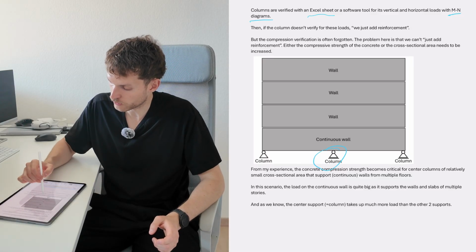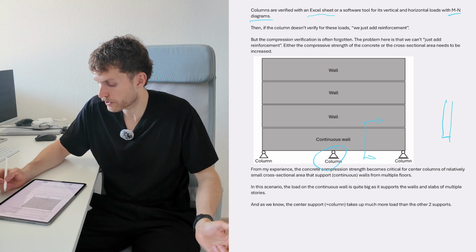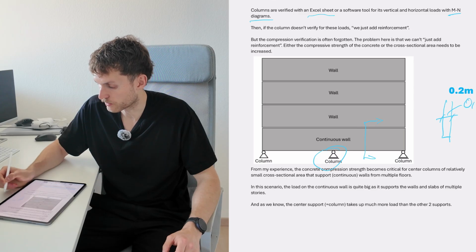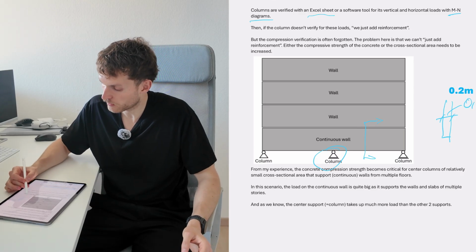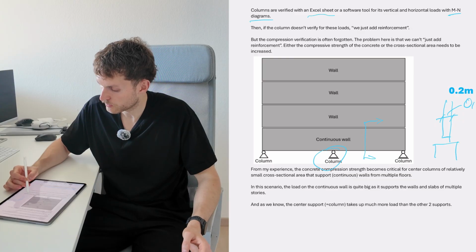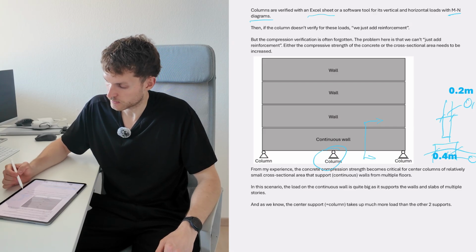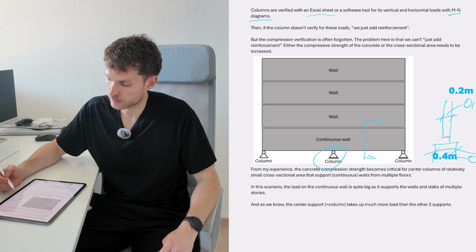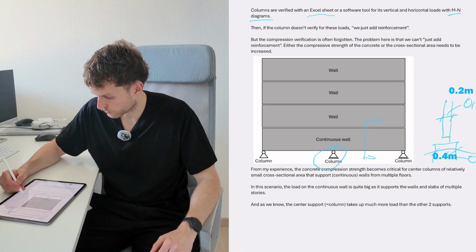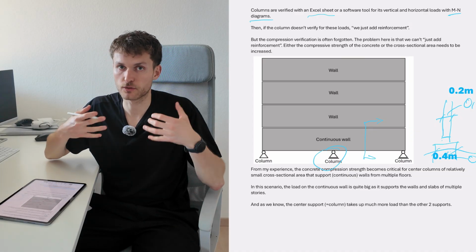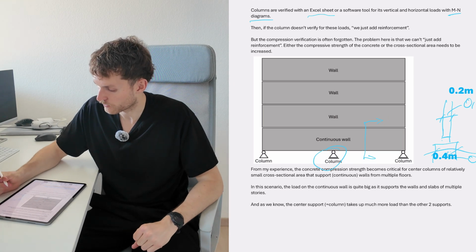When you think of a cross-section here, usually precast concrete walls might often be 0.2 meters. And then maybe the column is a bit thicker, like maybe 40 centimeters, 0.4 meters. But since the wall is only 0.2 meters, we can only transfer the compression in those 0.2 meters. So we can't really use the full width of the column.